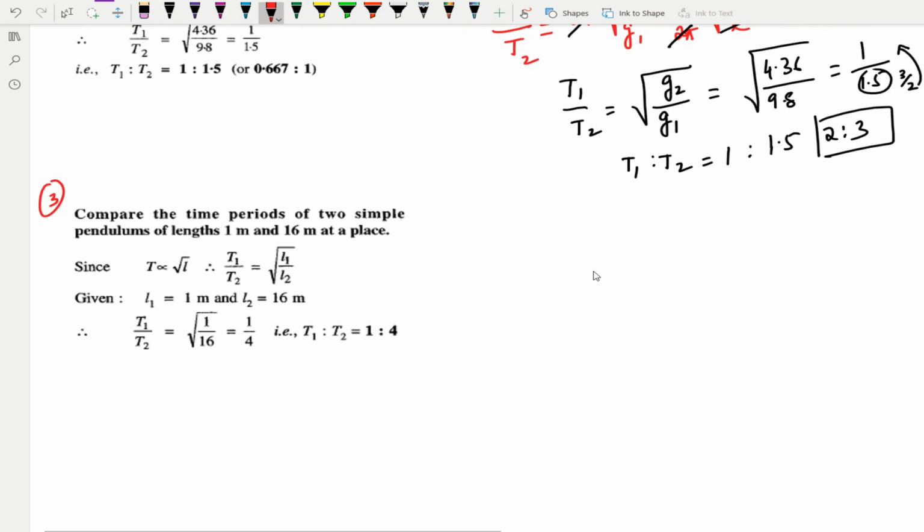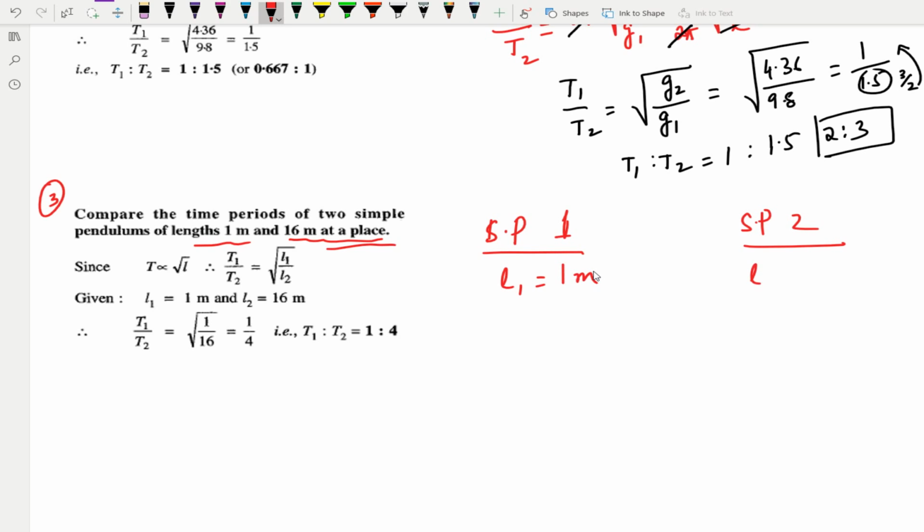Example 3 says, compare the time periods of two simple pendulums of lengths 1 meter and 16 meter at a place. That means at the same place. So the value of g is going to remain the same, but the lengths are different in this particular case. So we have two simple pendulums, simple pendulum 1 and simple pendulum 2. The place is same. We have length 1 as 1 meter, length 2 as 16 meters. The value of g is same.